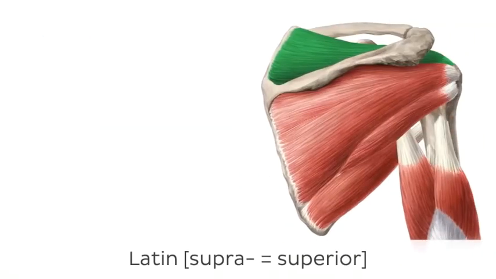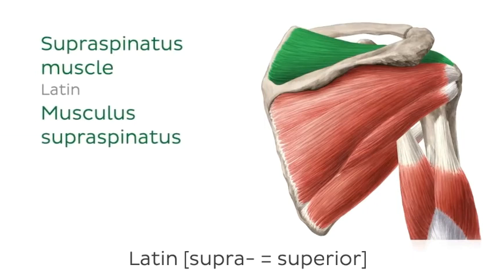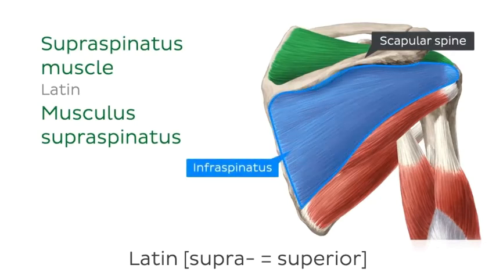Supra indicates that a muscle is superior or more cranial to another muscle or structure. For example, the supraspinatus muscle. This muscle sits superior to the spine of the scapula compared to its counterpart, the infraspinatus muscle.